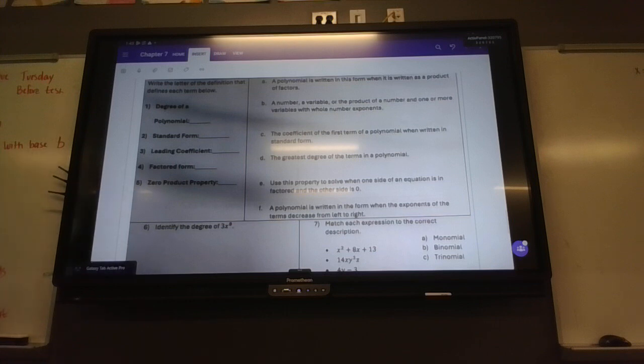So actually, the vocabulary you guys wrote down on Friday on the back of your factoring sheet. Yeah, I lost it. Oh, you don't have it?